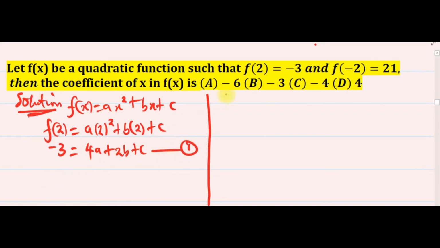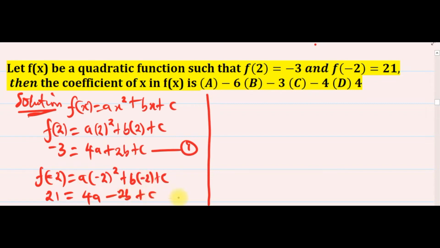Secondly, let's get f of minus 2. So f of minus 2 is the same as substituting the value of x as minus 2: a times minus 2 squared plus b times minus 2 plus c. They told us f of minus 2 is 21. So 21 equals 4a minus 2b plus c. We call it equation 2.